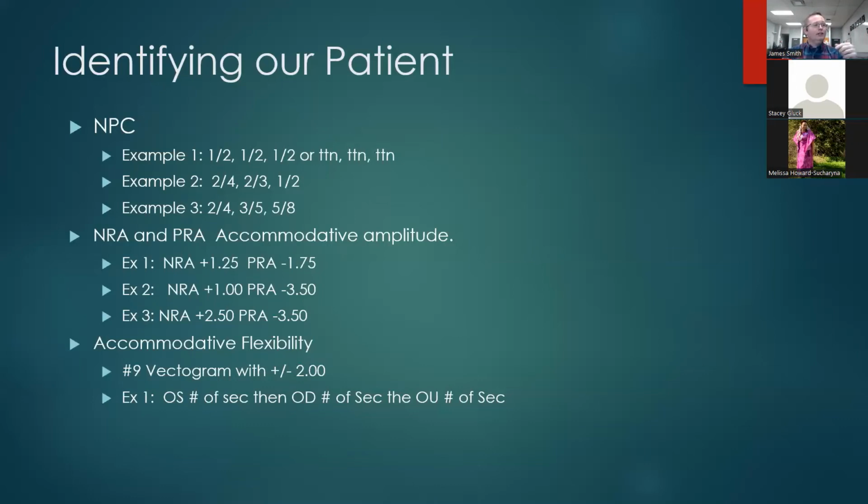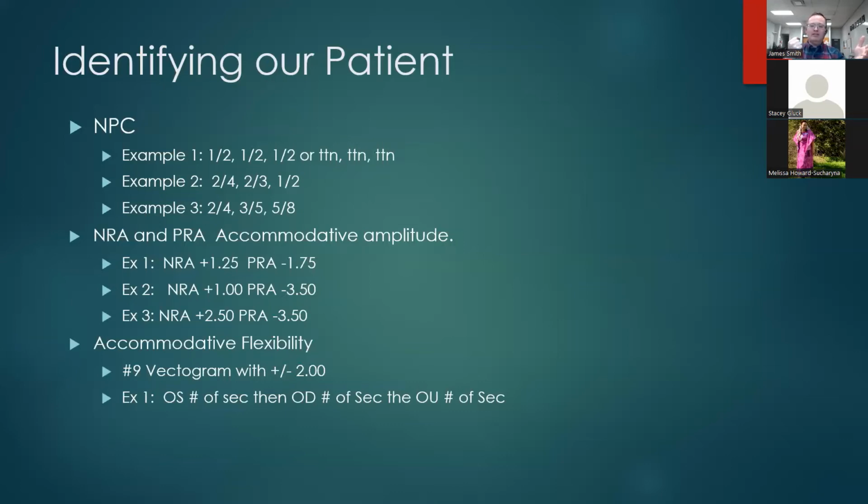And then you have your negative relative accommodation and positive. So if you look at the first example, the NRA is a plus 1.25, PRA is a minus 1.75. Remember that in optometry, everything's a little bit backwards. So negative means that we put plus in front of them, and so they have to relax their eyes. Positive means that we put minus in front of them and they have to flex their accommodation, or use their accommodation.